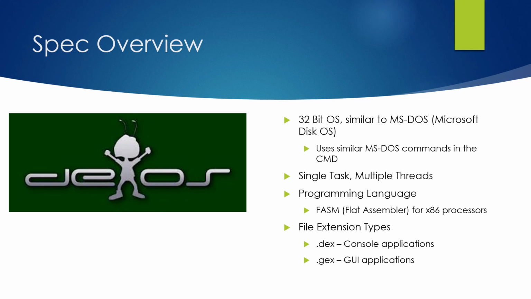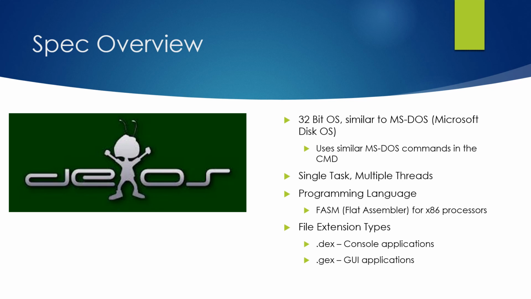It's a 32-bit OS, and he likes to say that it's very similar to MS-DOS, the Microsoft Disk OS. And from what I can see, the commands it's using are very similar. So when you want to search for a file, you're going to use cd and then the file name dot whatever the file extension is at the end. All the commands for creating a file, deleting a file, and moving a file are very similar.